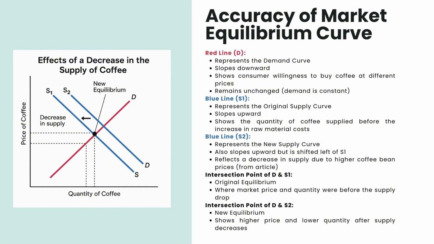After the supply decrease, the new intersection point between D and S2 is our new equilibrium. And as you see, this leads to a higher price and lower quantity. So yeah, coffee gets more expensive and there is less of it available.